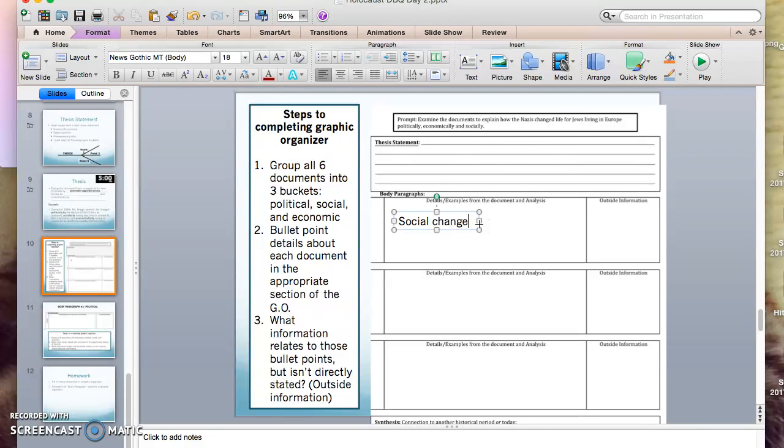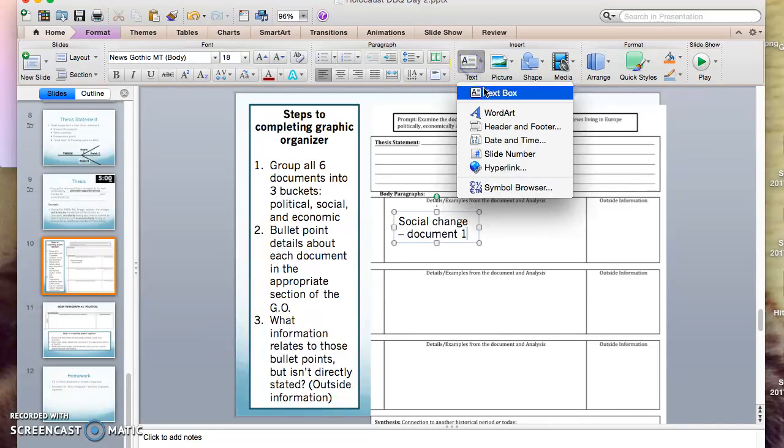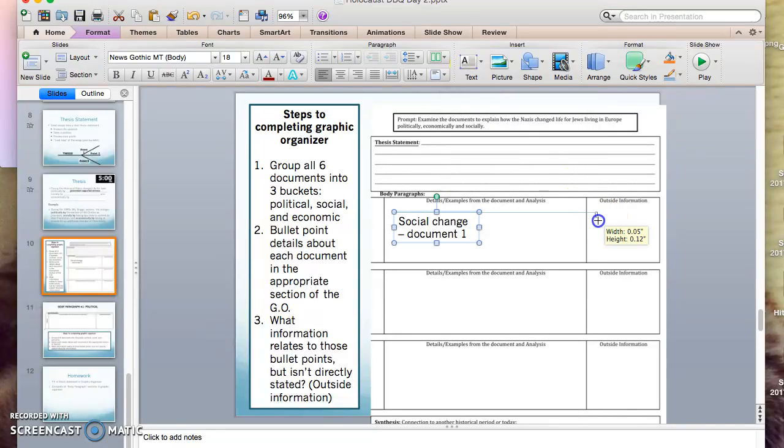In addition, I would connect that to other things that we've learned in class so far. What I mean by that is where it says outside information, I would include anything outside of document 1 that is related that would aid in your understanding of that document or would aid in you explaining information for that document. You will complete this process for the social, political, and economic sections. On your graphic organizer, you will notice that those are labeled. On this one, it is blank.